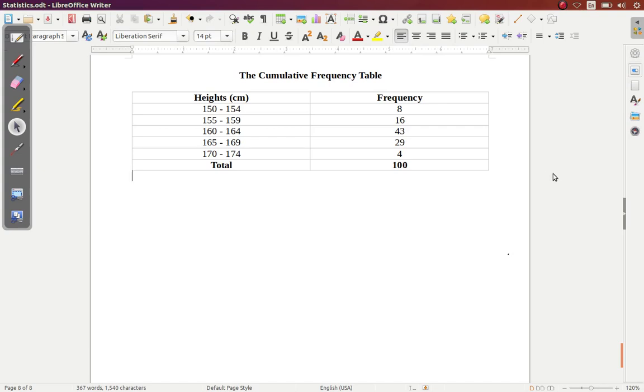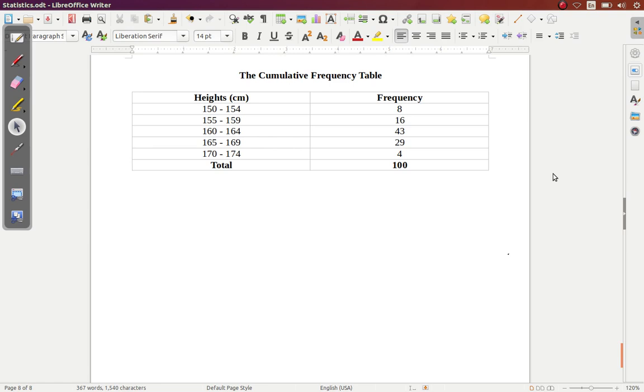The cumulative frequency table. All right, let's take a look at this. Cumulative. It means to pile up, to accumulate.